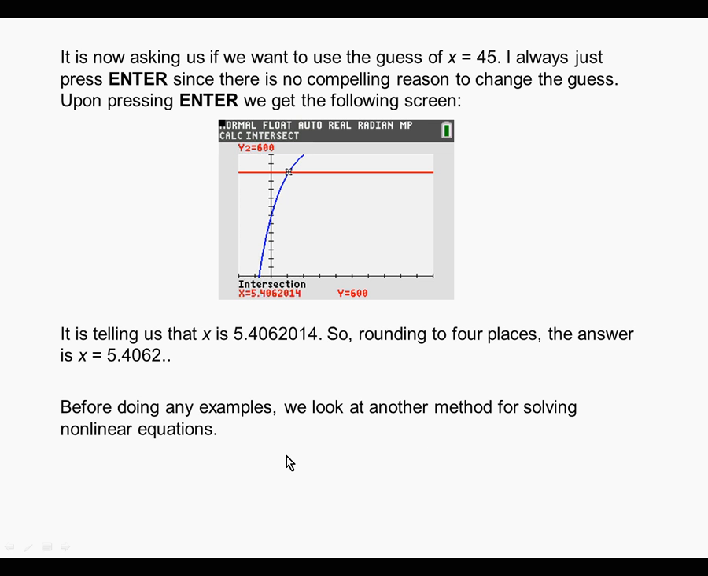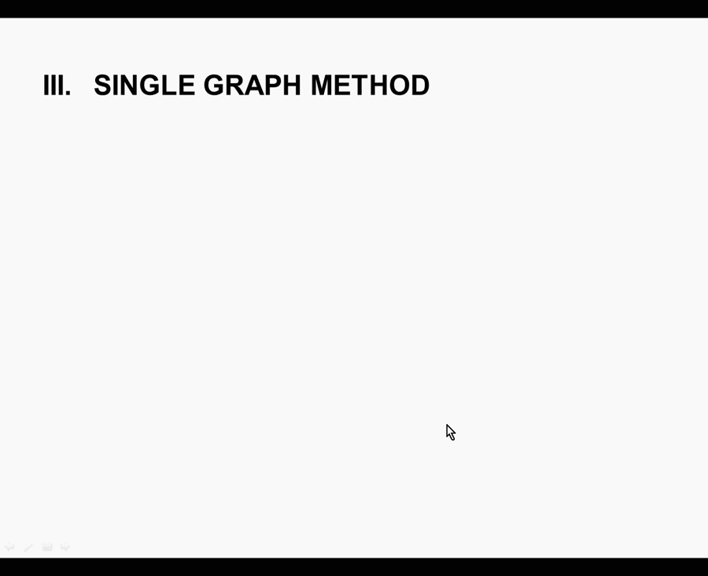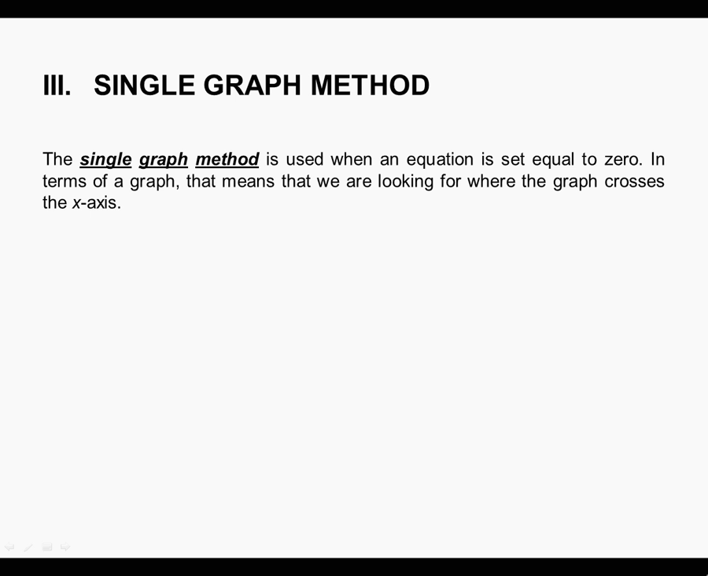So for an example, we'll look at another method for solving nonlinear equations. We've already seen this one twice now, once in section 2.3 and just now in section 2.4. So the single graph method. Now, as the name implies, you're not looking for where 2 graphs cross. You're just going to be plotting a single graph. So the single graph method is used when an equation is set equal to 0. In terms of a graph, that means we're looking for where the graph crosses the x-axis. So this is looking for the x-intercepts. So we illustrate with an example.